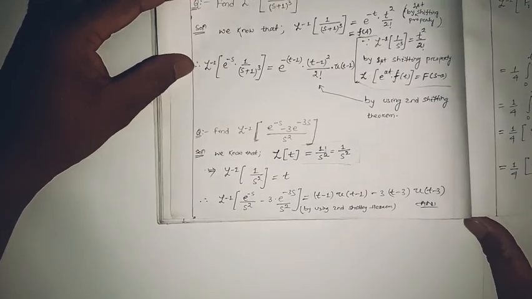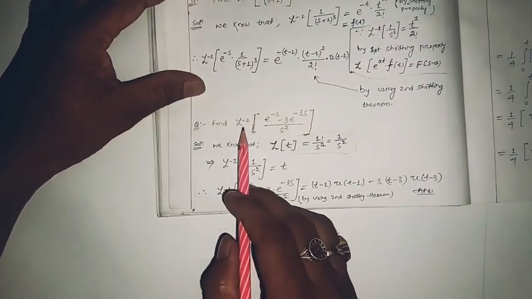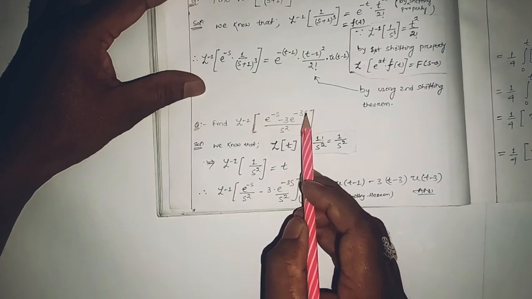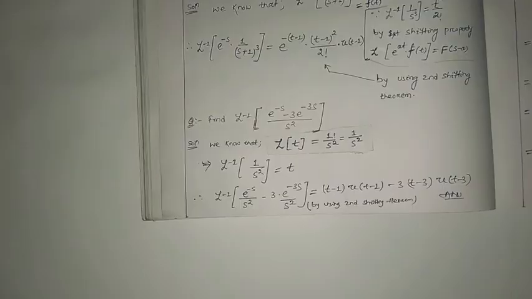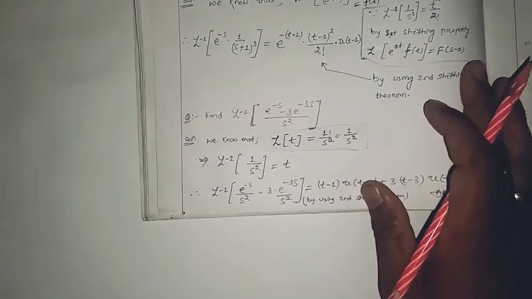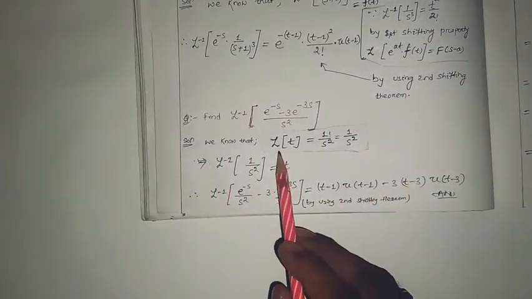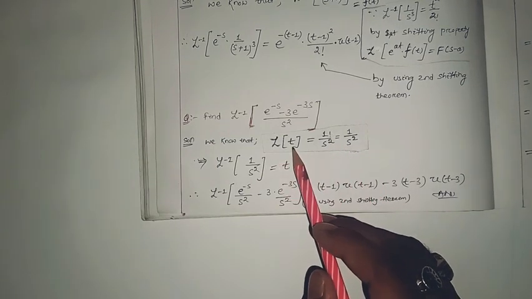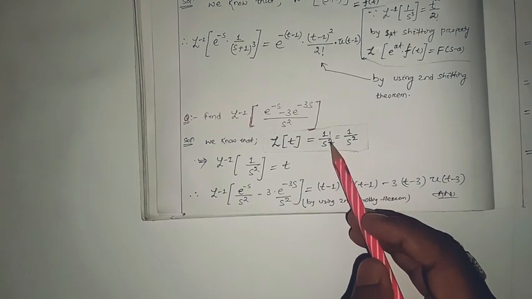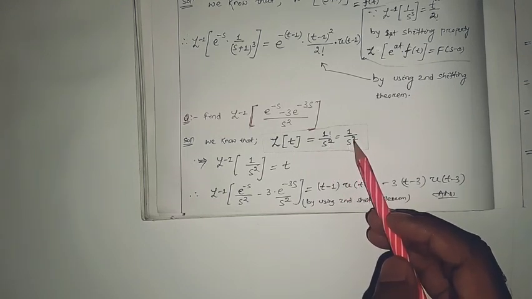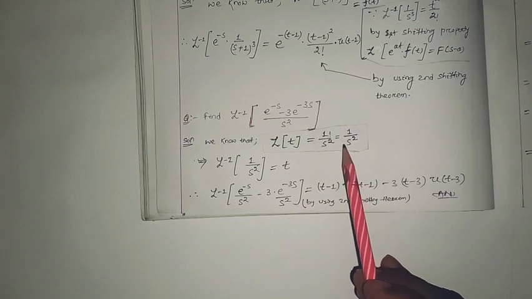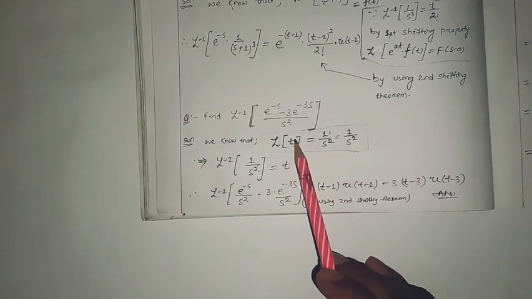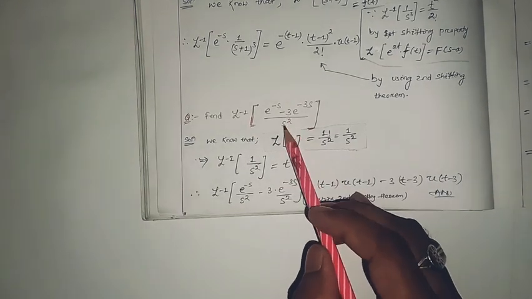Okay, now we are going to go for the next question, that is the inverse Laplace transform of (e to the power minus s minus 3 e to the minus 3s) by s square. So we know that the Laplace transform of t is 1 factorial by s to the power 2, or we can say the inverse Laplace transform of 1 by s square is nothing but t, right?